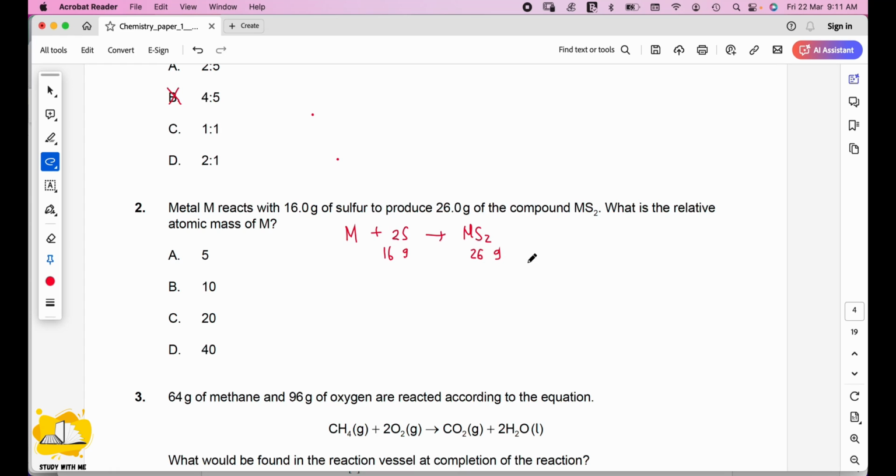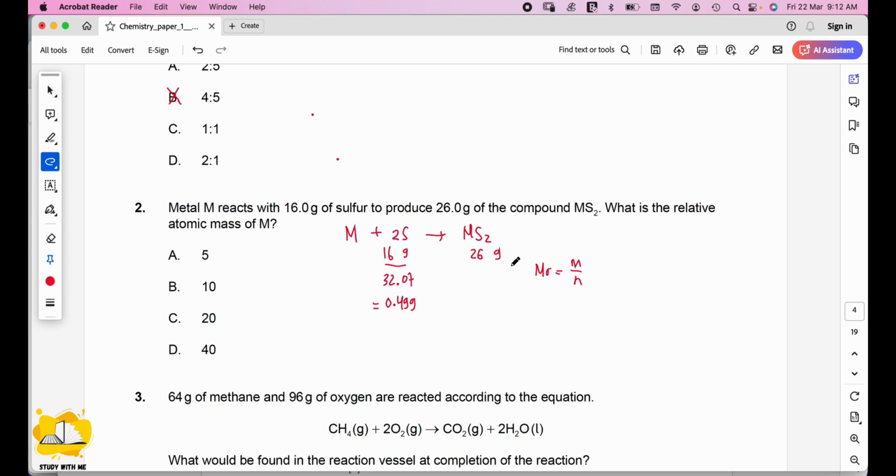To find the relative atomic mass of M, we need to know the molar mass of MS2. To find that, we divide mass by mole. We don't know the mole of MS2 because we don't know the relative atomic mass of M, but we can use the mole ratio through sulfur divided by 32.07, as it is the relative atomic mass of sulfur. Then you get 0.499 mole.